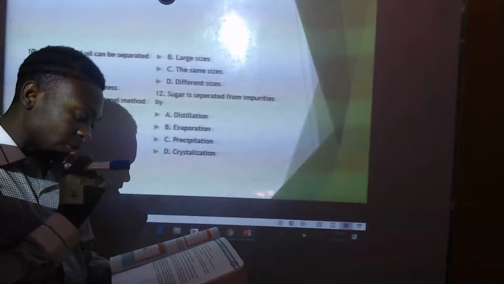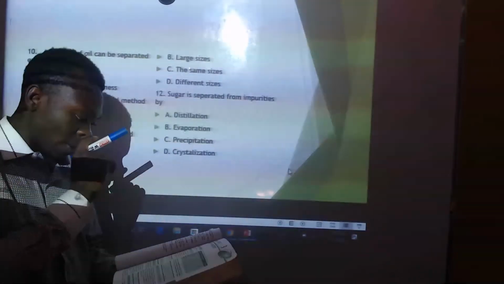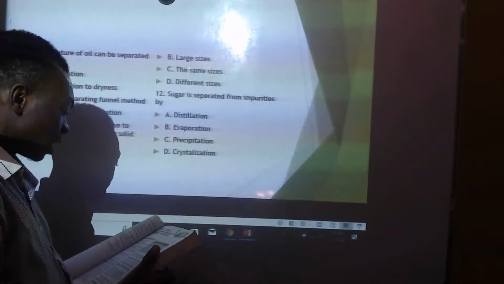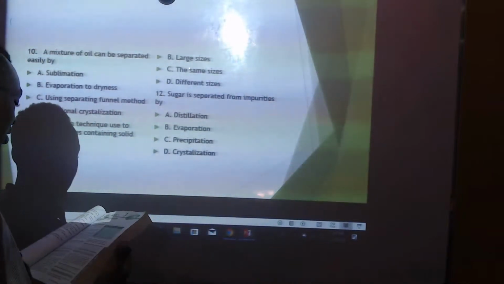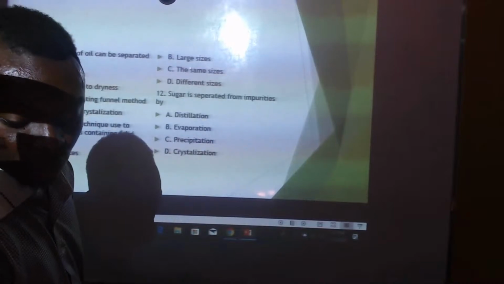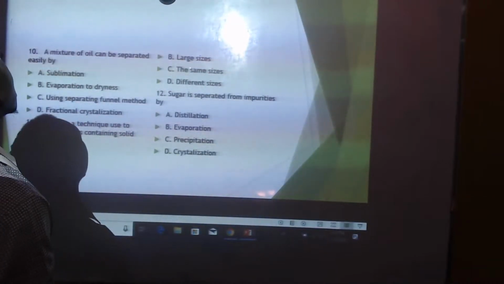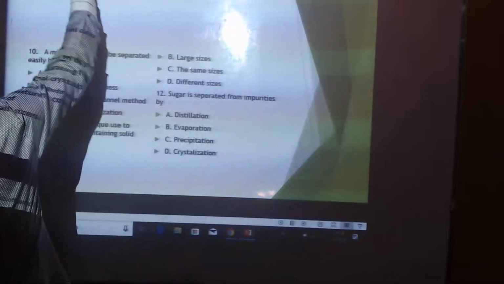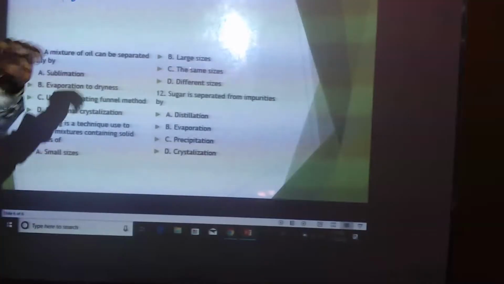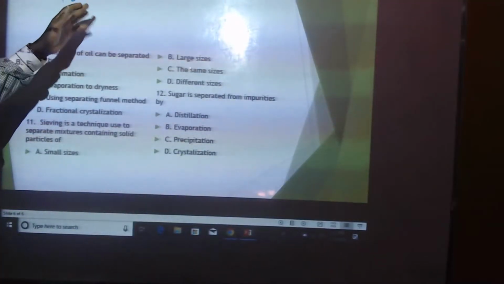Okay, let's go through some other steps here. Now let us assume that they ask you a question: how do you separate the following? And then they give you a compound. Now, let's just use these simple terms here. They give you a compound that can just be separated by physical method.